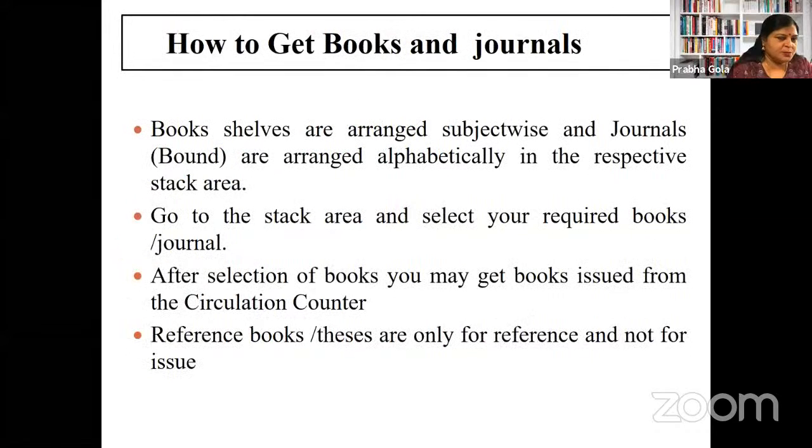Now, how to get the books and journals? In the library, the bookshelves are arranged subject-wise, and the bound journals and the loose journals are arranged alphabetically in the respective stack area. You go to the stack area, select your required book or a journal. After selecting, you may issue it from the circulation counter. Reference books, thesis, etc. are only for reference and are not for issue.